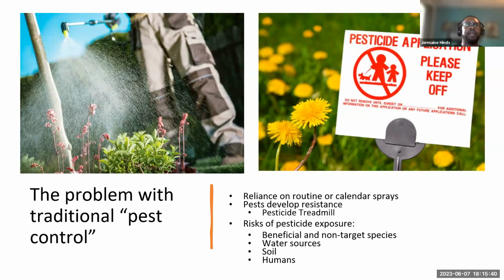We know now that pesticides can travel from where they're applied. So it can pose risks to beneficial and non-target species: your pollinators, your mammals, and humans. Pesticides can get into water sources and have effects there. They could get into the soil and contaminate it. Another big issue with traditional pest control, this kind of standardized spraying, is that pests can develop resistance over time. We call this the pesticide treadmill.